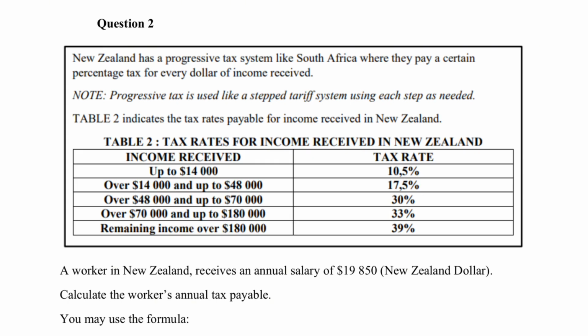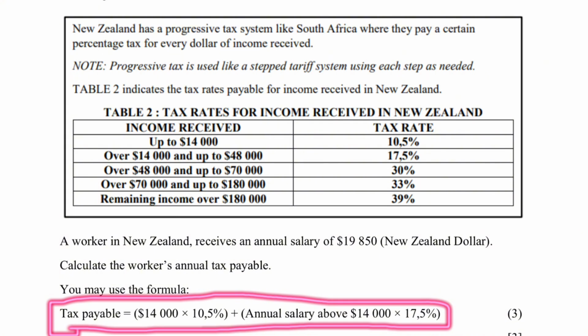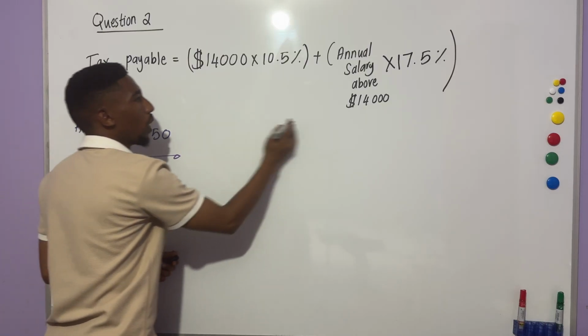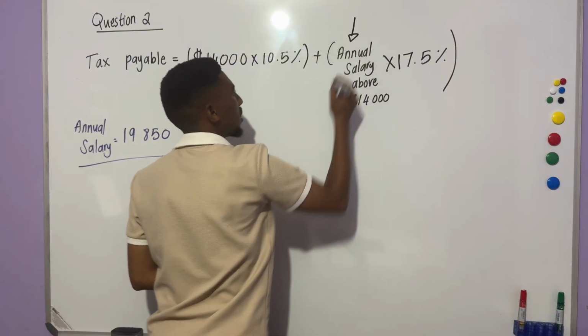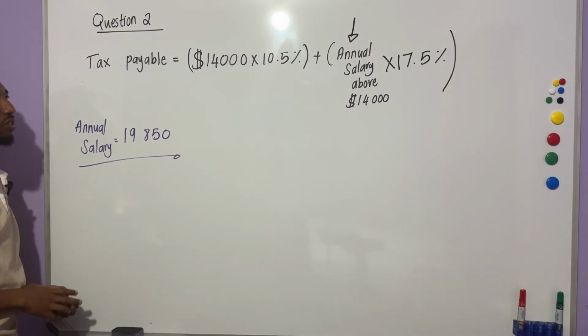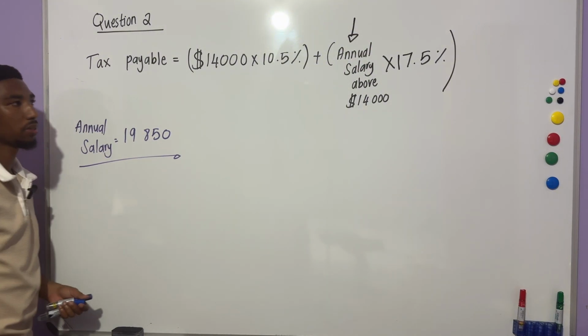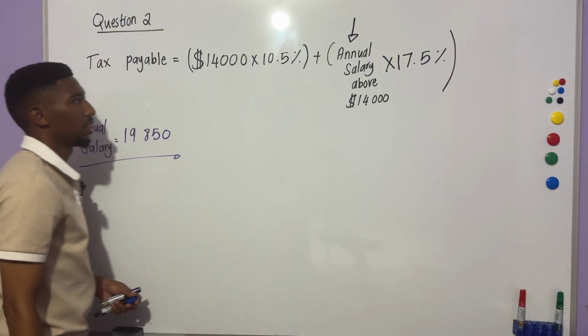So, tax rates for income received in New Zealand. A worker in New Zealand receives an annual salary of 19,850 New Zealand dollars. Calculate the worker's annual tax payable. You may use the formula: tax payable = 14,000 times 10.5% plus annual salary above 14,000 times 17.5%. So we're going to use the formula. We have one key piece of information missing. All we need to do is find annual salary above 14,000 and substitute it over there.